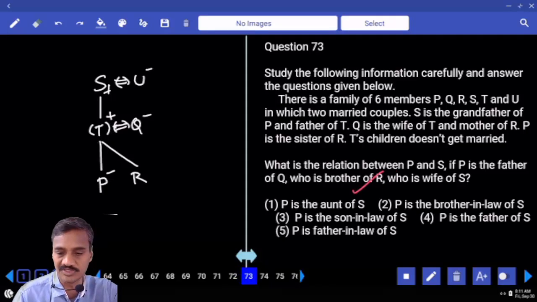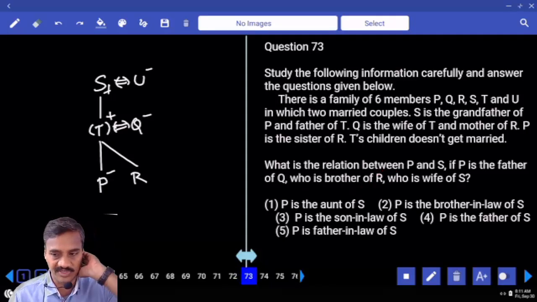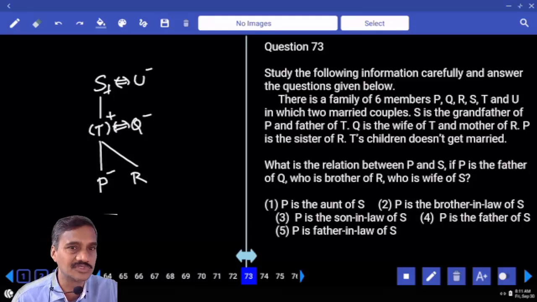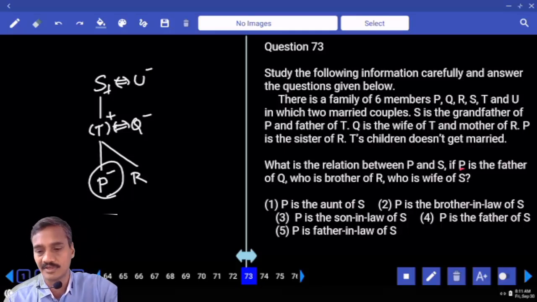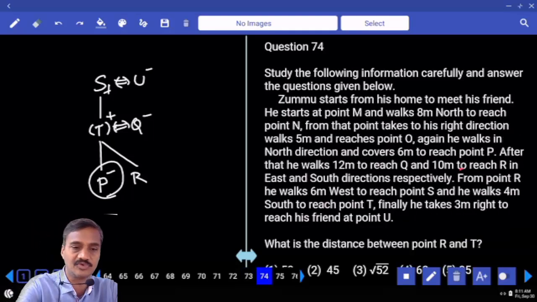The next one, 73. What is the relation between P and S if P is the father of Q? Here the question itself has an error. P is the father of Q is not at all possible. Why? Because P is already a female and this P cannot be the father. Then coming to 74 onwards.